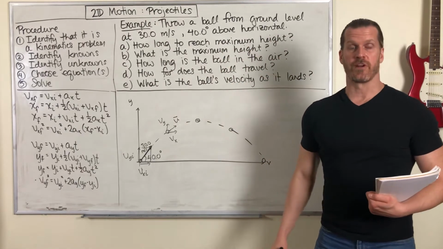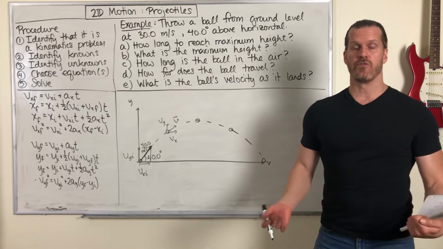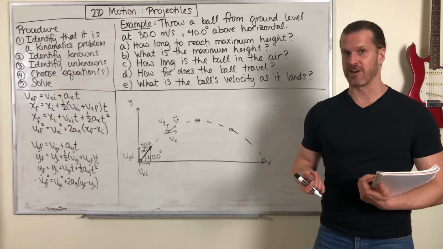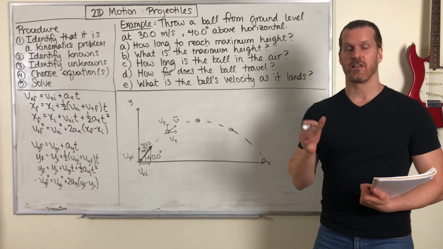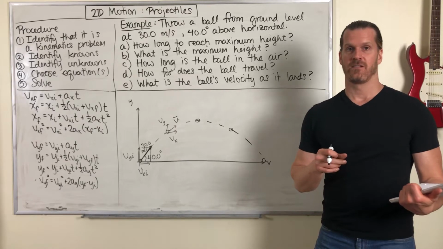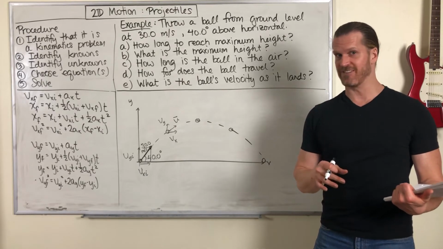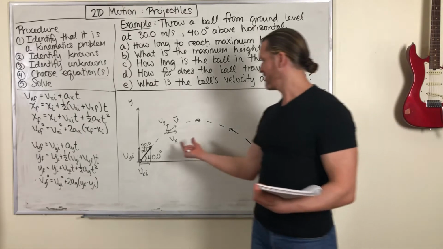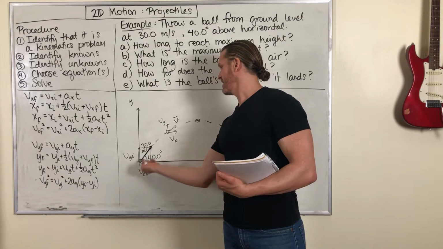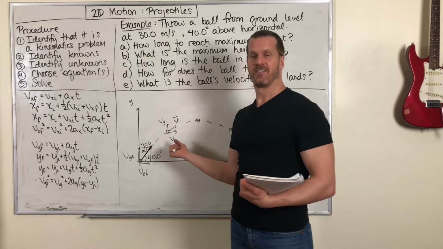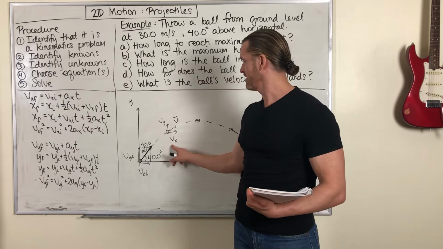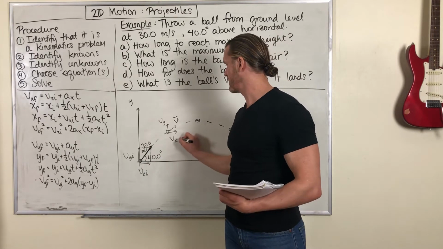In the horizontal direction, there's no gravity acting. There's no acceleration in the horizontal direction. And remember that acceleration means change in velocity. So if there's zero acceleration horizontally, that means there's zero change in horizontal velocity. So at every instant, this Vx is the same value. It's the same value as it was at the beginning.